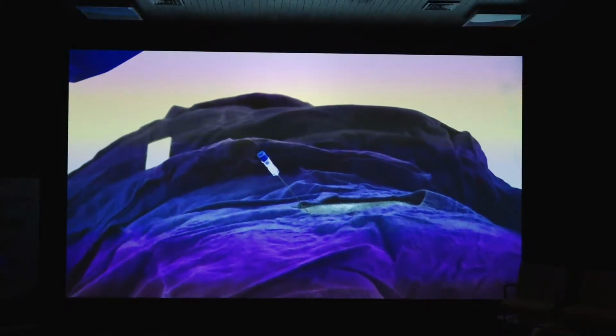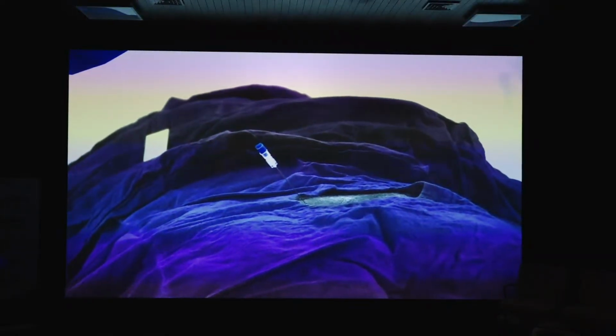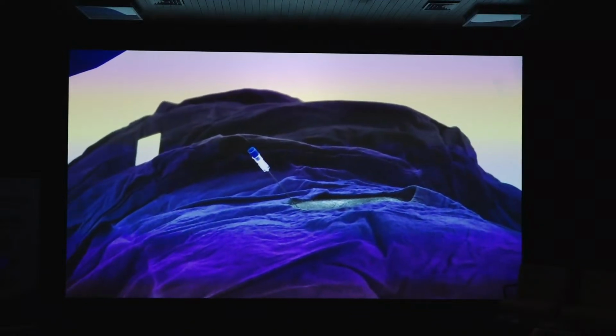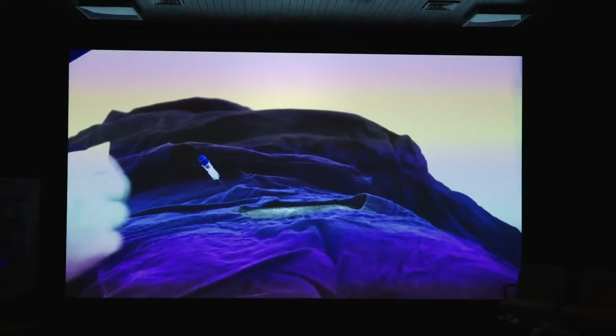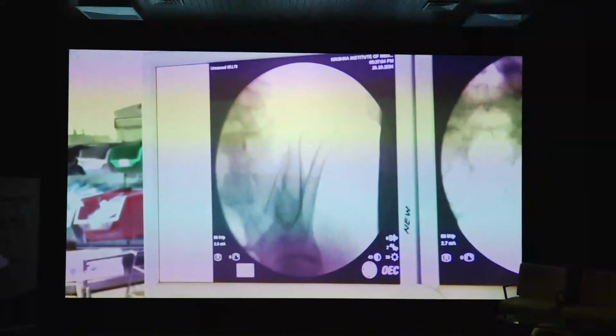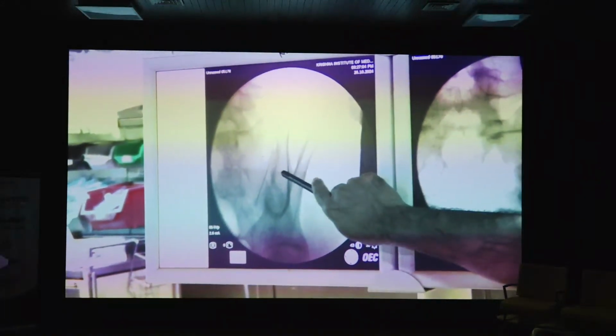Get better fluoro images. Fluoro images were blurred last time. Are they blurred there? Yes, sir. I think it went out of focus of the camera, the fluoro images, sir. Okay. Yes, sir, now they are better, sir.